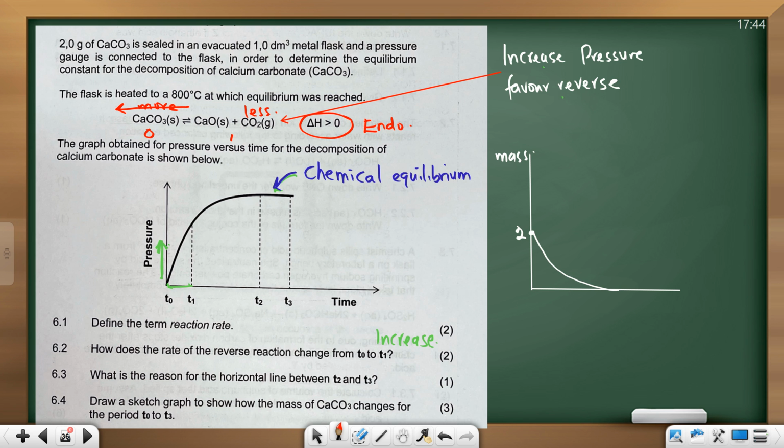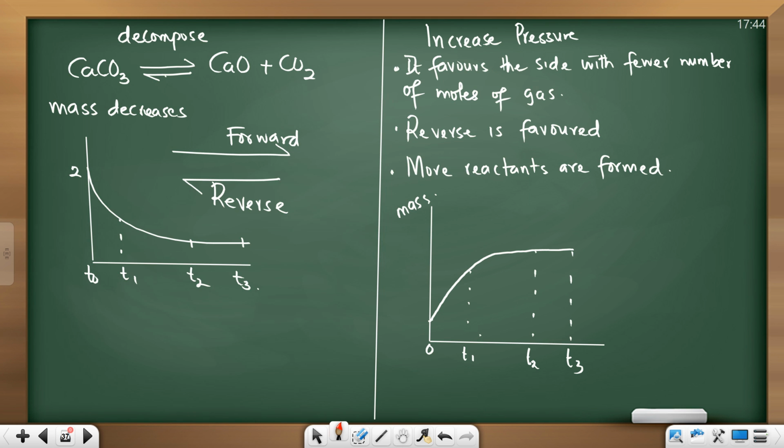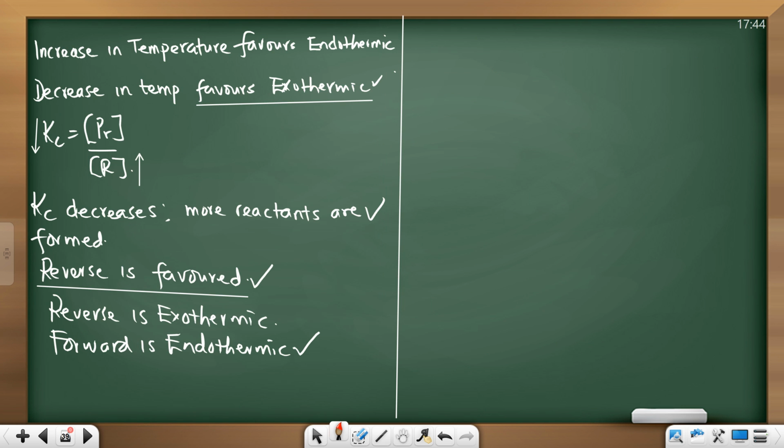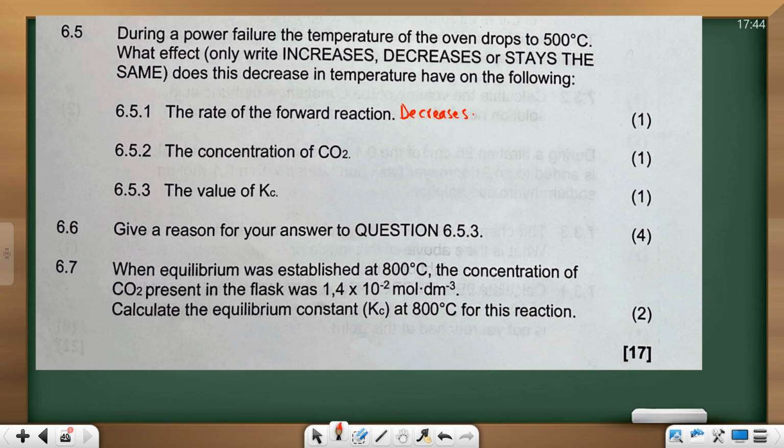We good? So what are we looking at? Which compound are we looking at? What's our focus? Carbon dioxide. What happens? Decrease. Are we good? What happens to the value of Kc? If you favor the reverse, Kc will do what? Decrease. Does that make sense? Can I move on? If you favor the reverse, Kc will decrease. If you favor the forward, Kc will increase.